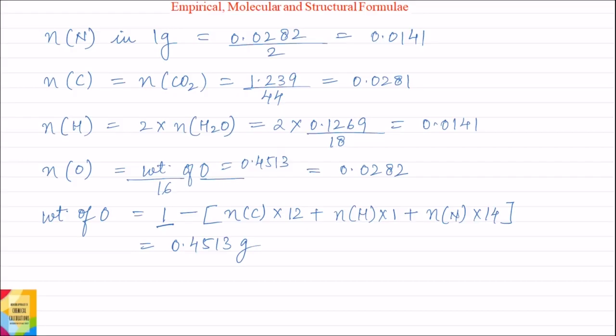So we divide moles of nitrogen, carbon, hydrogen and oxygen by the least number of moles, and we get the ratio of carbon to hydrogen to nitrogen to oxygen as 2:1:1:2. So the empirical formula of the compound will be C2HNO2.